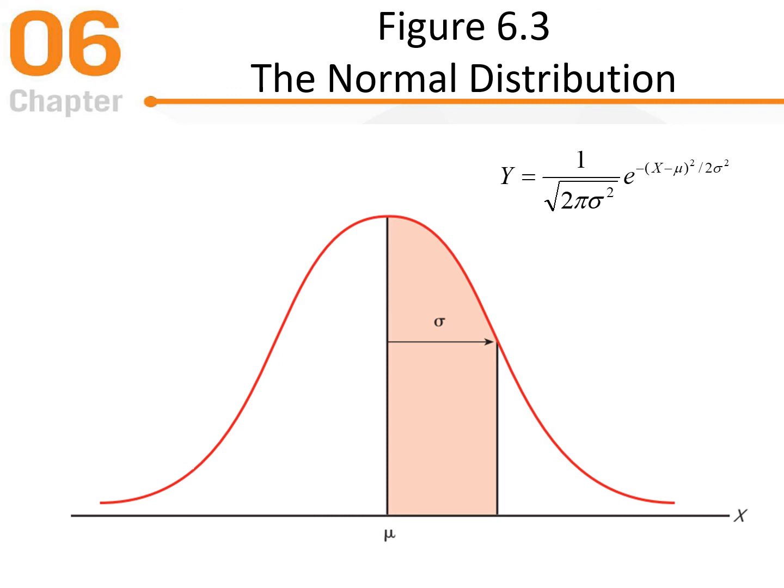But it's nice to know that this is the equation for the normal distribution, where mu is the mean and sigma is the standard deviation, pi is a constant, and e is Euler's constant.